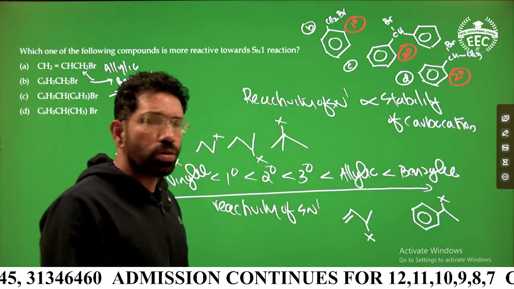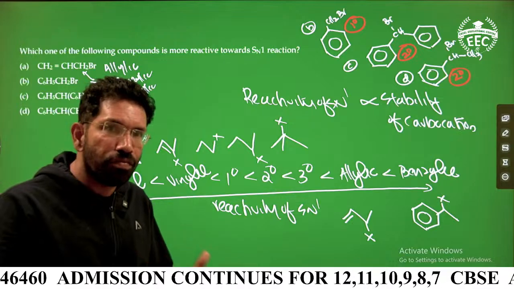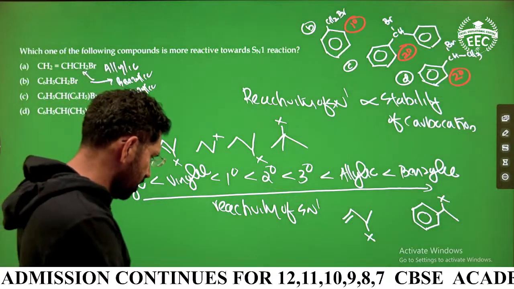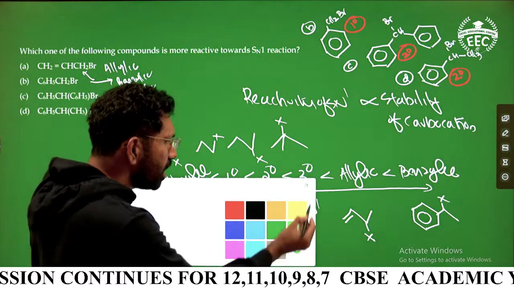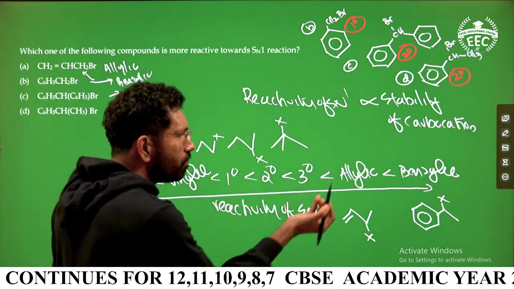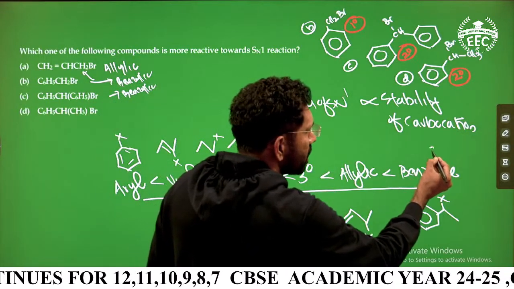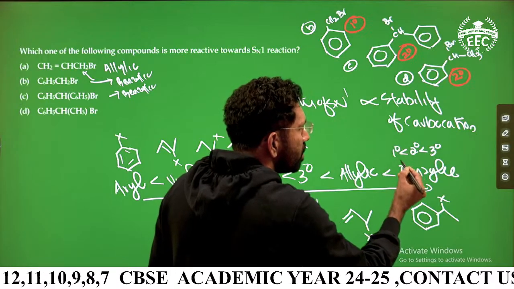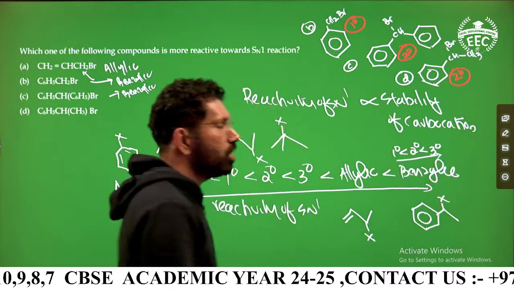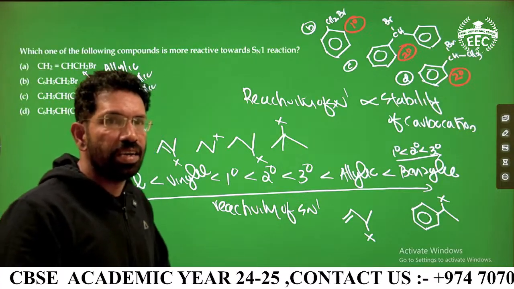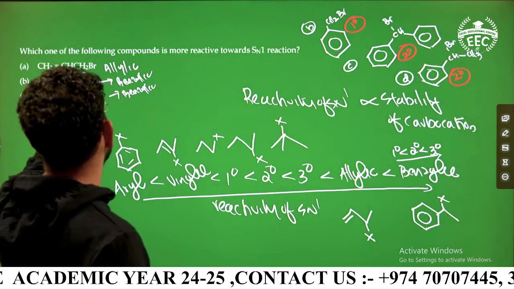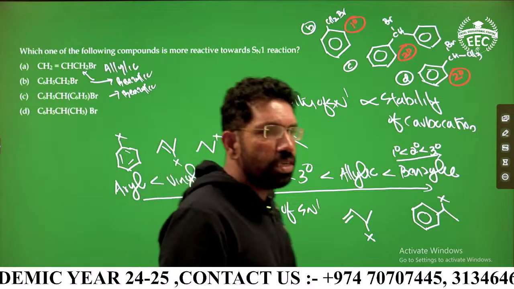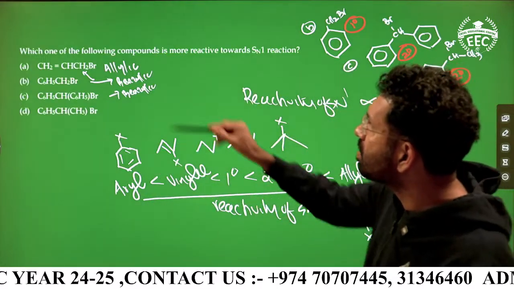So what is the order of reactivity among different benzyl halides? Among different benzyl halides, you have to remember this: the order of reactivity is tertiary, secondary, primary. This is the order of reactivity of different benzyl halides. These are all benzyl halides, B, C and D.